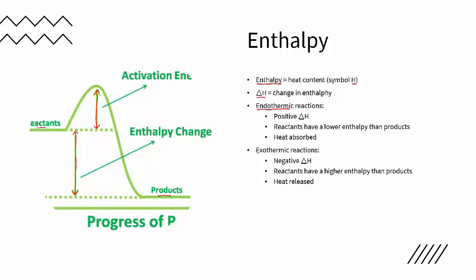Exothermic reactions, they've got a negative delta H value. The reactants have a higher enthalpy than the products, and heat is released. So an example of that would be combustion. When I burn something, heat is released, the surroundings increase in temperature.